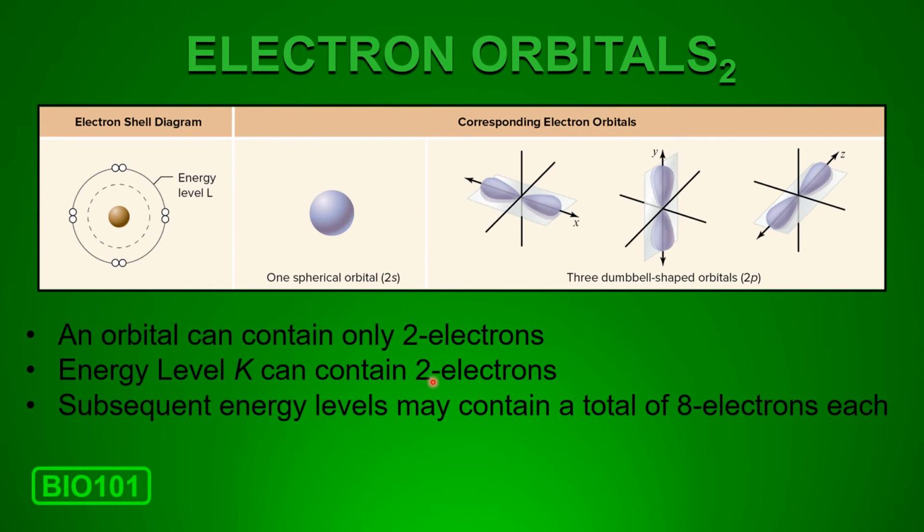Of course, with hydrogen, there's only 1 electron. So energy level K has only 1 electron. But when you move up to helium, energy level K for helium has 2 electrons, because helium only has 2 electrons. But when you move up to carbon, with 6 electrons, then you have 2 electrons in energy level K, and then the other 4 have to move out to energy level L. But still L can contain a maximum of 8.